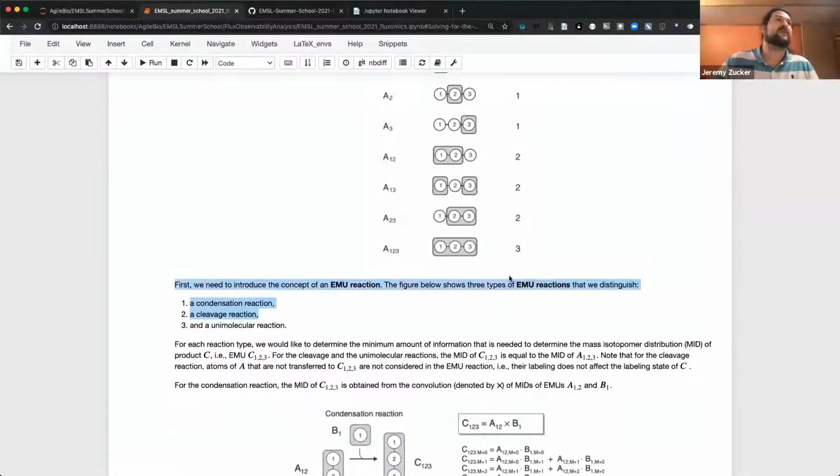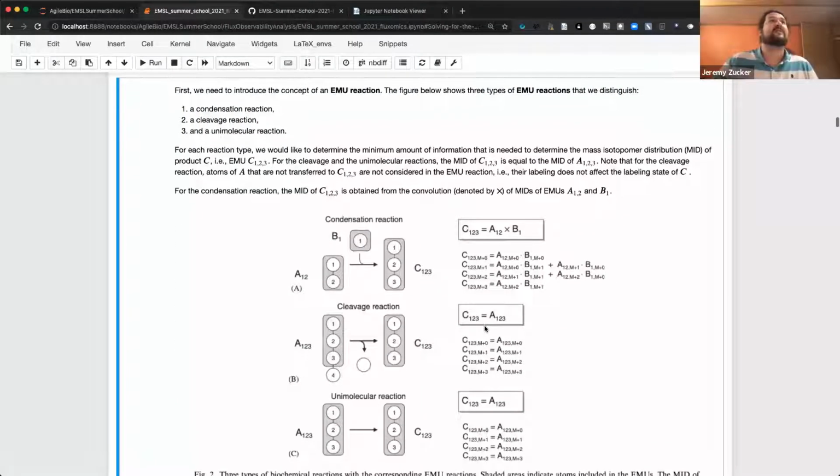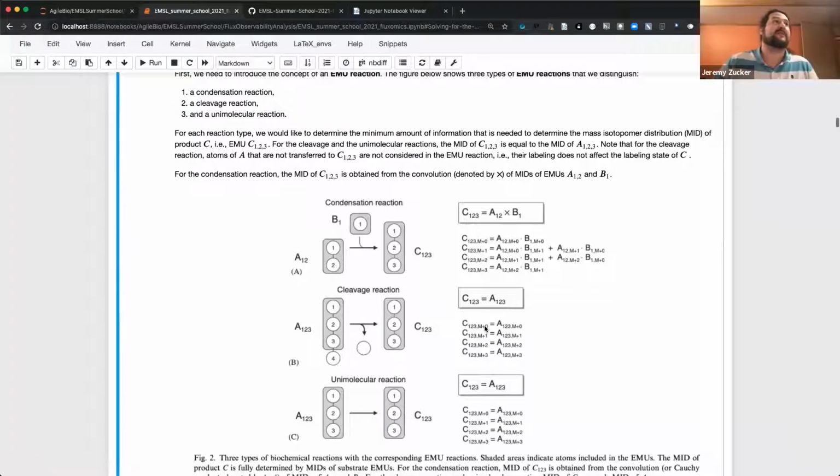So next, we also need to introduce the concept of an EMU reaction. This figure below shows 3 types of EMU reactions that we can distinguish. We can talk about a condensation reaction where A1, 2, and B1 are elementary metabolite units, and they combine to form C1, 2, 3. We also have a cleavage reaction where A1, 2, 3 is the elementary metabolite unit. There's a 4th one here, but that gets cleaved off, and so you're left with C1, 2, 3. And then you have a unimolecular reaction where A1, 2, 3 goes straight to C1, 2, 3.